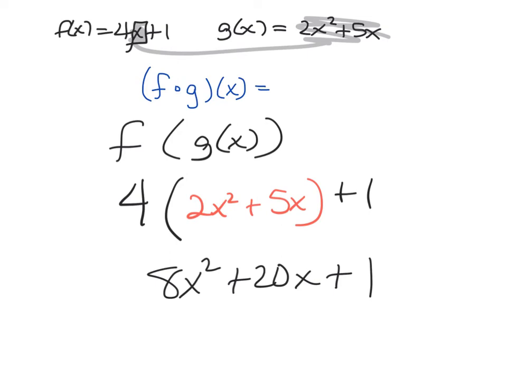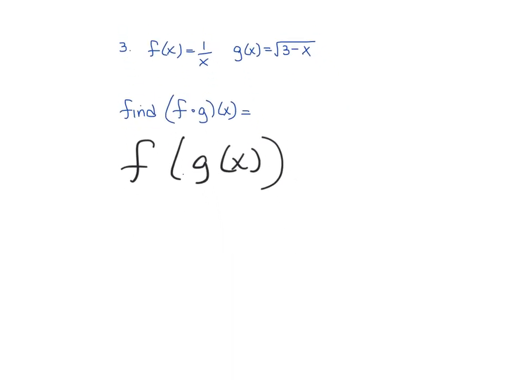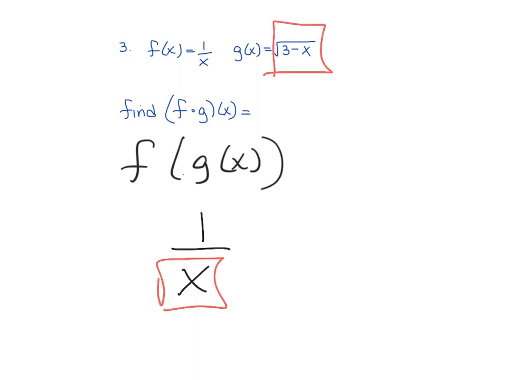Good? Okay, let's try one more. No, two more, and then we're done with this lesson. Next, again, take the f of x function and plug in the g of x for x. So my f of x function is 1 over x. I'm going to take out this x, and in its place, I'm putting this.